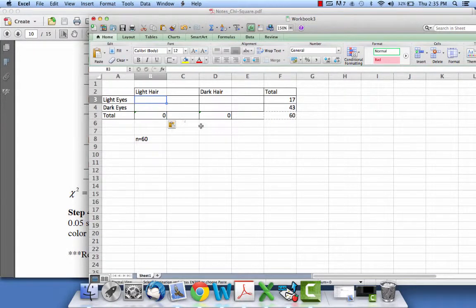Okay, so I'm going to say the total number with light hair was 22. The number of people with light hair and light eyes, let's say, was 13. So that means the dark hair people with light eyes was 4, and 43 minus 9 is 34.